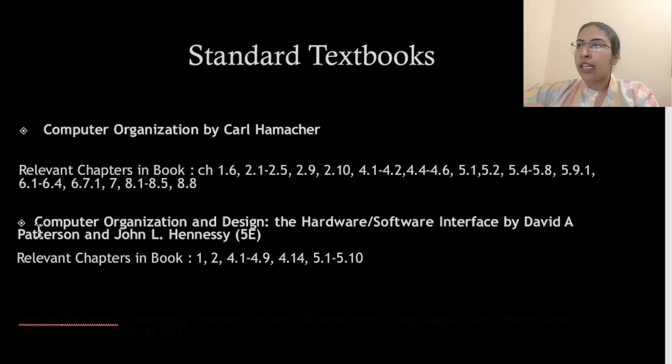Okay. Next is Computer Organization and Design: The Hardware/Software Interface by David A. Patterson and John L. Hennessy. This is the other standard book for computer organization and architecture. These are the relevant chapters in this book, so you can take the PDF of this book and read these relevant chapters. Okay, so these are the standard textbooks for computer organization and architecture.